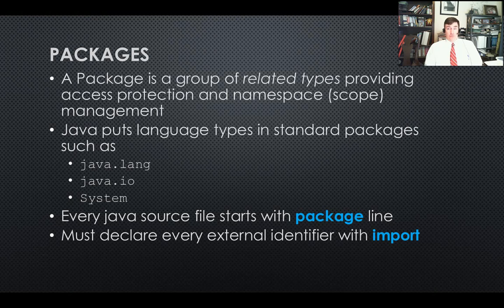Every Java source file starts with the package line, and you must declare every external identifier with an import line. So what's an external identifier? That's another class. So if my robot class is going to have a Talon SRX motor controller, I have to import the Talon SRX. And the reason for that is you have to tell the compiler which scope that class is going to come from. You have to define where you're getting it from, because like I just mentioned, there could be more than one class with the same name.